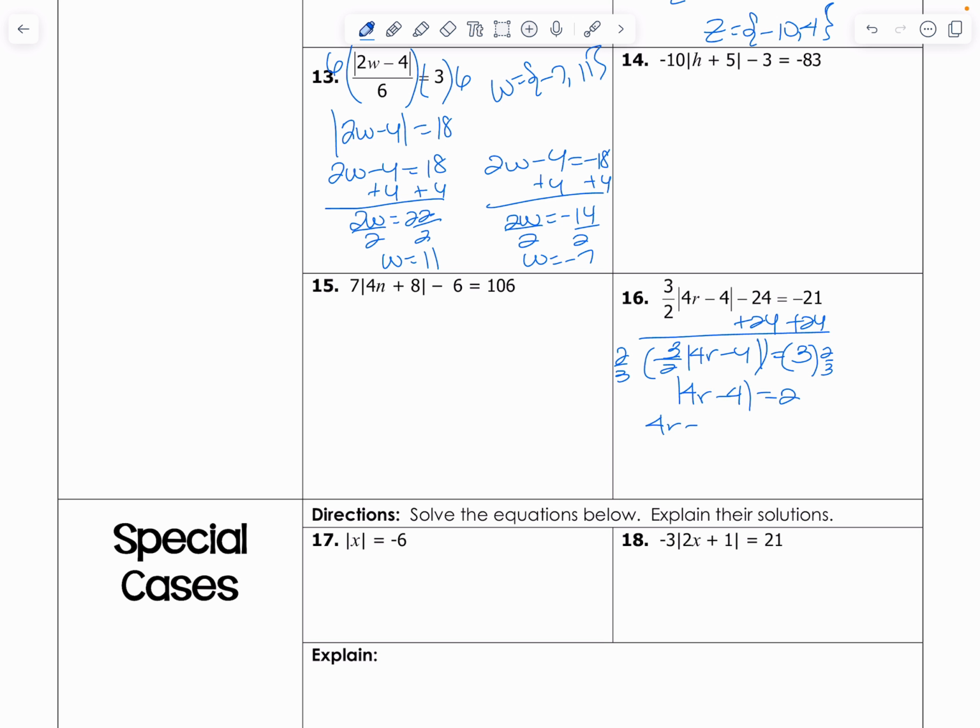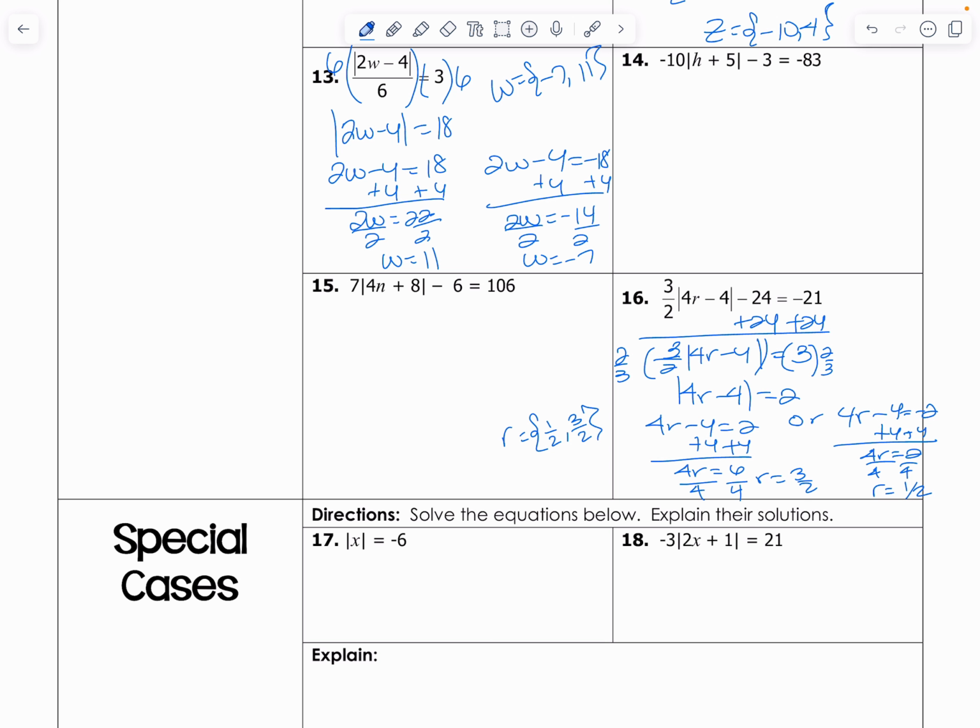So 4r minus 4 is equal to 2, or 4r minus 4 is equal to negative 2. Add 4 to both sides, so 4r is equal to 6. Divide both sides by 4, so r is 3/2. Add 4 to both sides, so 4r is equal to 2. Divide both sides by 4, so r is 1/2. So r is 1/2, or 3/2.